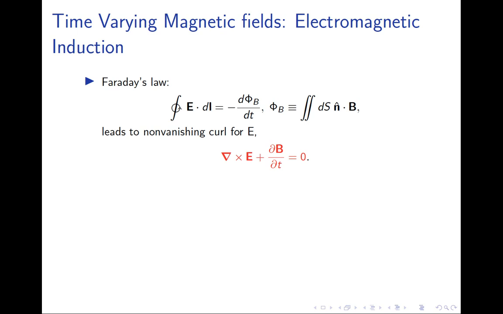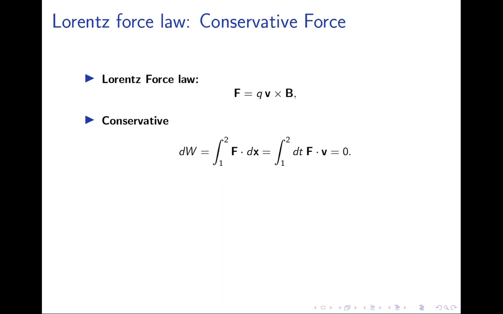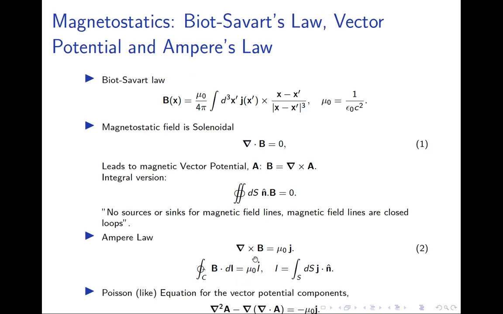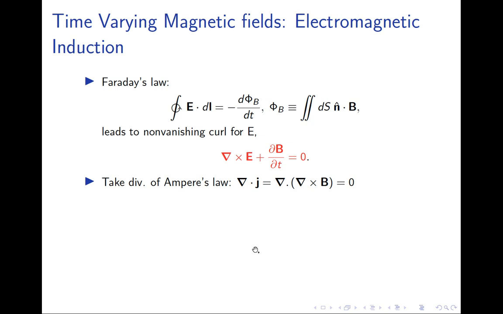So does this produce some kind of inconsistency? And the answer is no. The reason is, if we look at the other law, which is known as Ampere's law. Now remember, Ampere's law is curl of B equal to mu naught J. A curious thing happens when you take the divergence of both sides. The divergence of the curl of B vanishes. So what you get is divergence of J equal to 0.